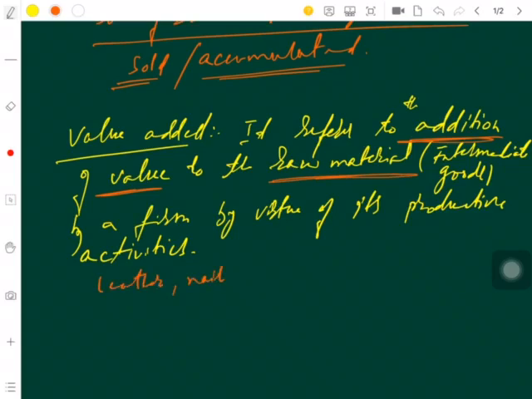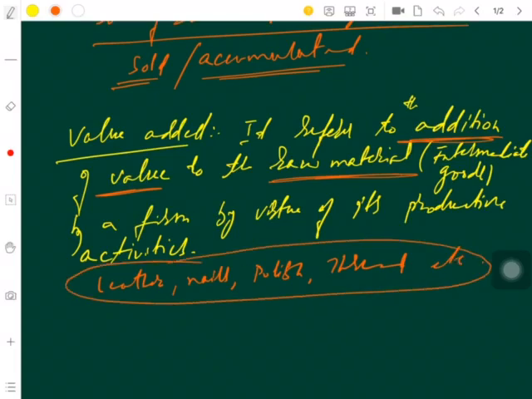nails, polish, thread, etc., etc. He has to buy all these things. These are his raw materials.